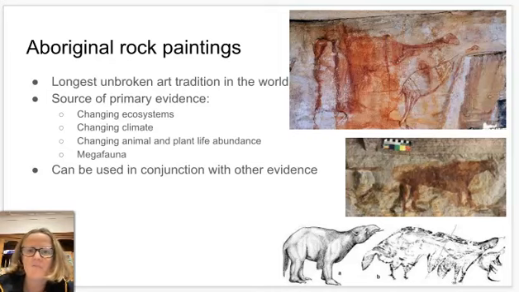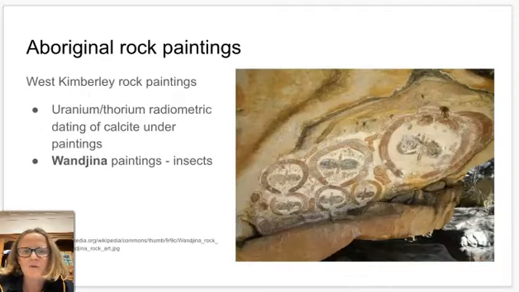And of course, this piece of evidence can be cross-referenced with other sources of evidence to help build up a big picture. We've got different types of rock paintings around different parts of Australia. In West Kimberley, we've got rock paintings that can be dated using radiometric dating by looking at the minerals underneath the layers of paint. And in these paintings from the West Kimberley, we can see insects being depicted, and that will give us a clue as to the environment that those insects were living in at the date when they were painted.